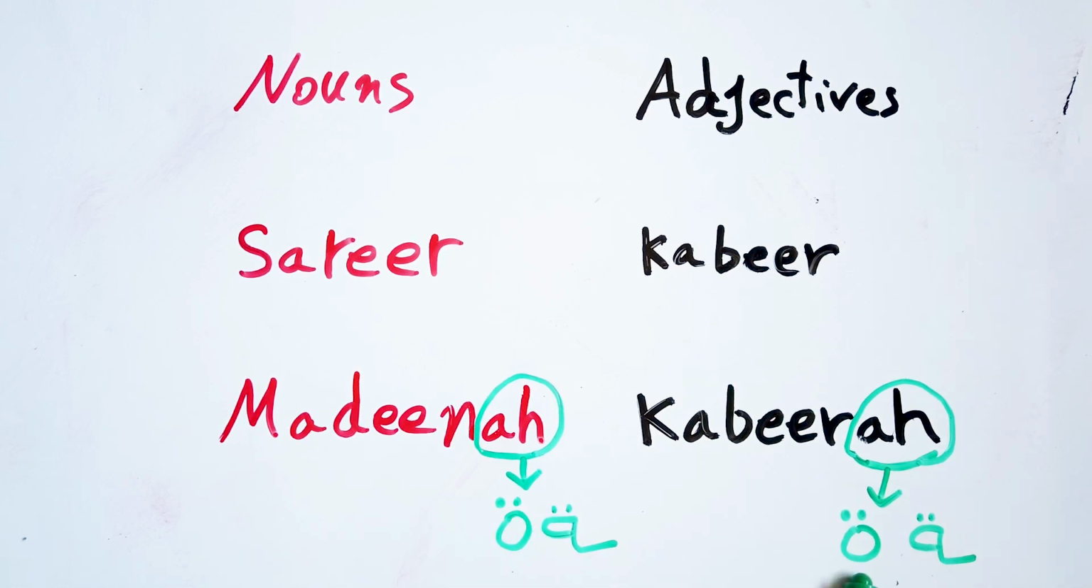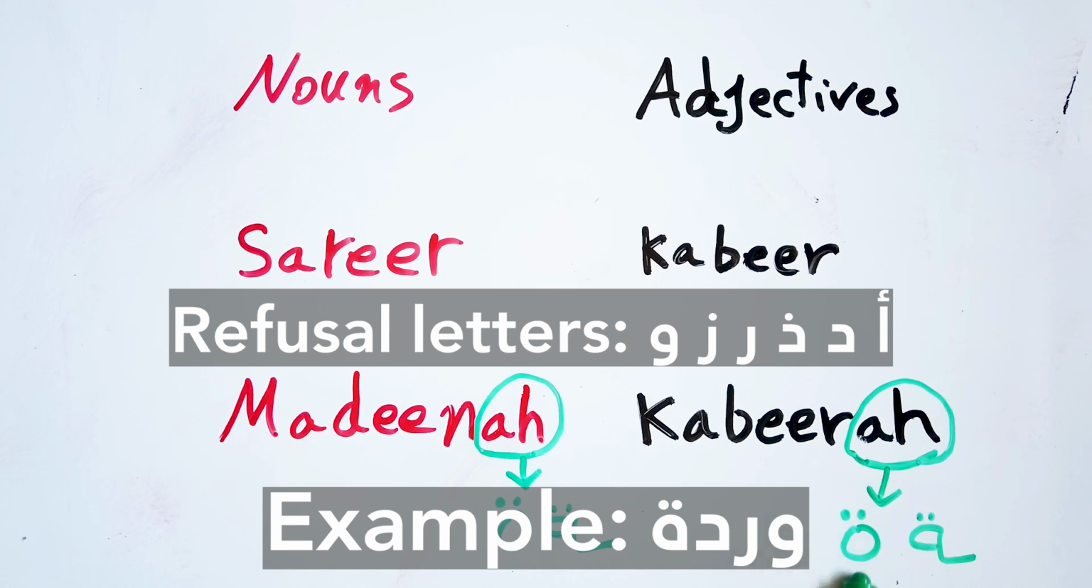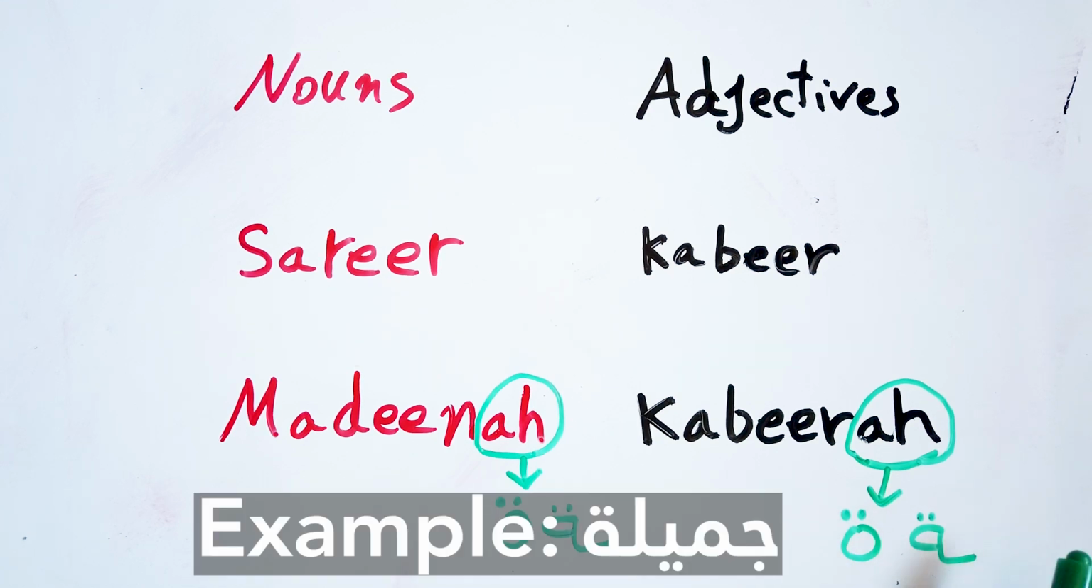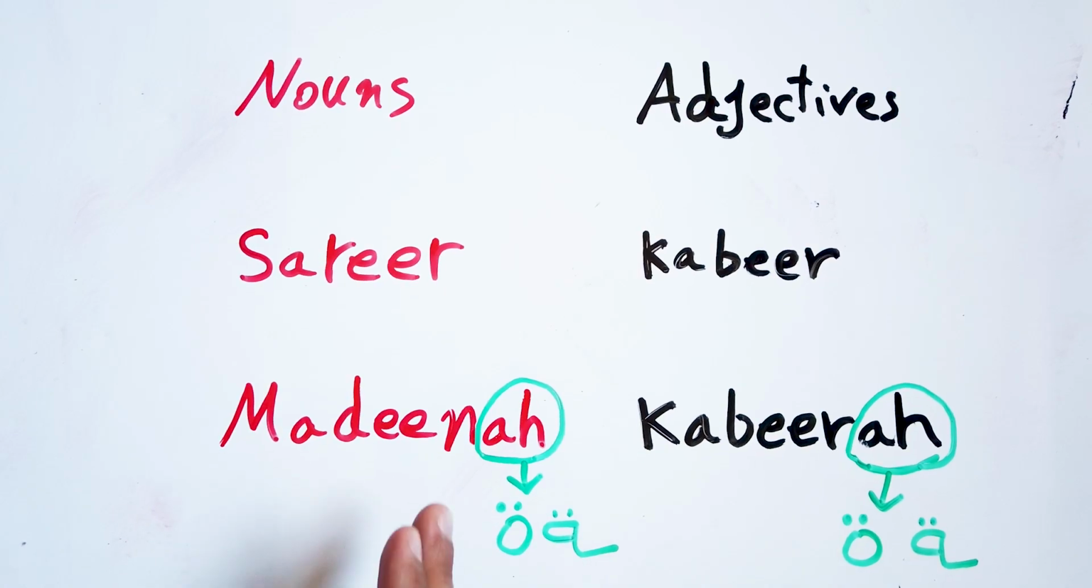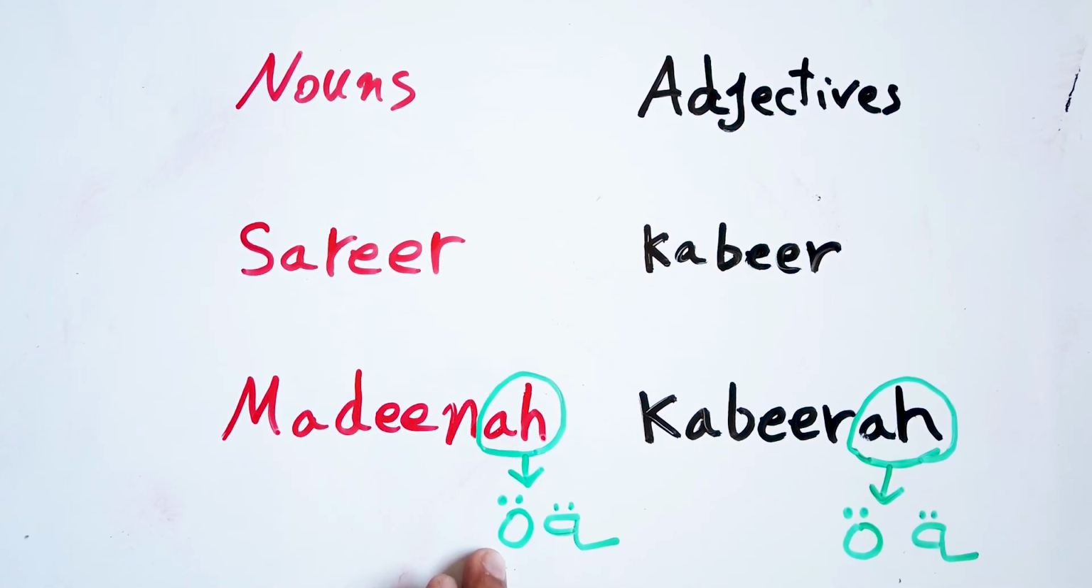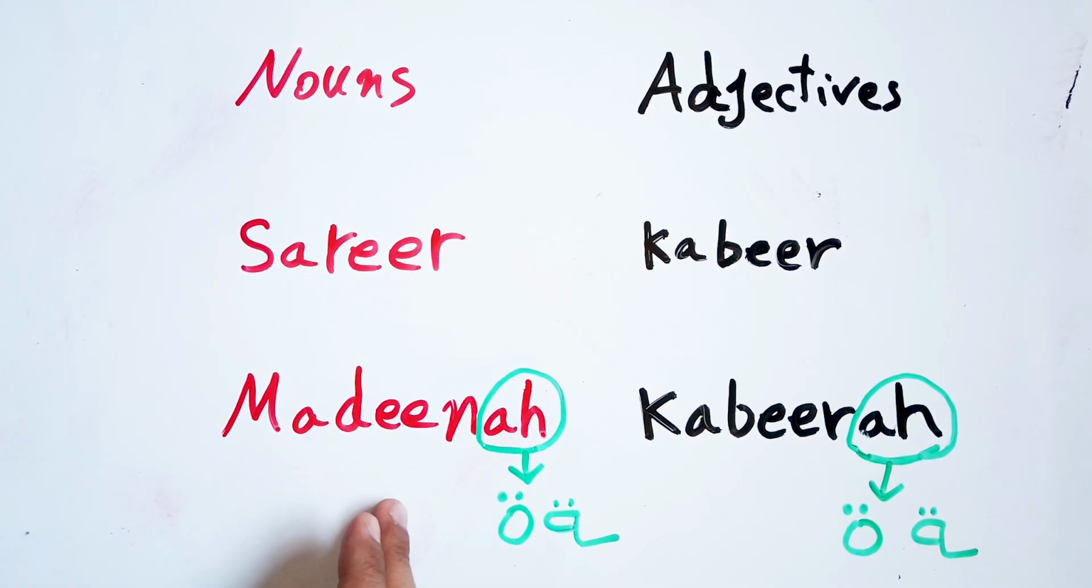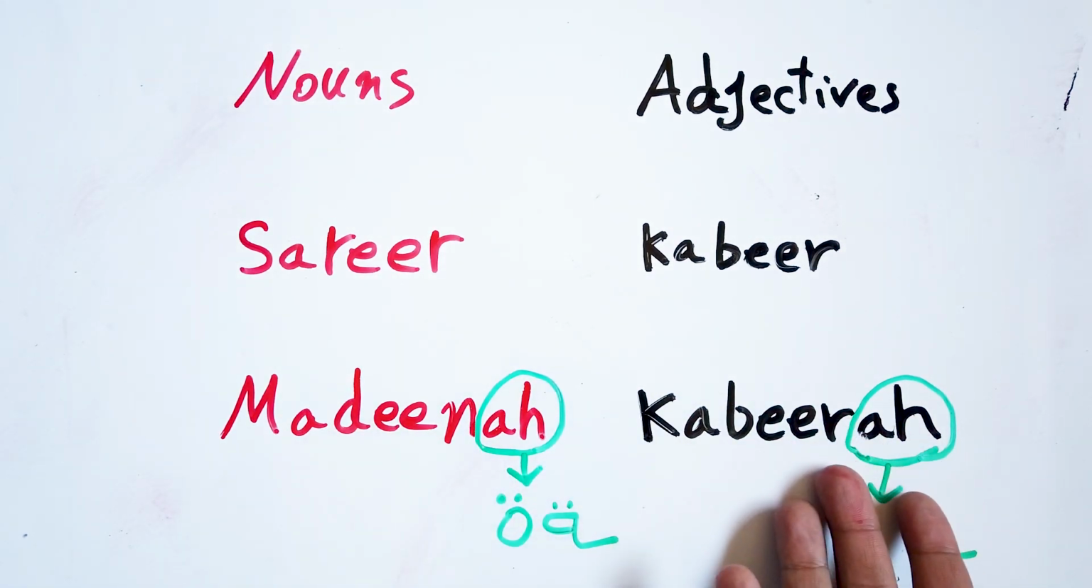It takes this shape when the previous letter is a refusal letter that does not get connected to the following letter from the left side. And it takes this shape when the previous letter is a regular letter that can get connected to the following letter from the left side. The bottom line is we add ta marbuta to any feminine word for nouns and adjectives.